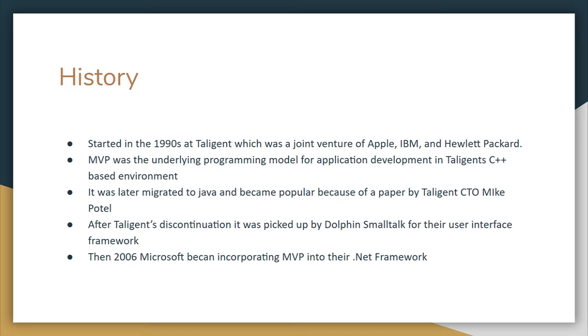MVP dates back to the 90s at Teligent, which was a joint venture of Apple, IBM, and HP. It was a model used to develop C++ based environments. It was later migrated to Java and became popular because of Teligent's CTO Mike Patel. After Teligent ceased to exist, it was picked up by Dolphin Smalltalk for their UI framework. And finally, in 2006, Microsoft began incorporating MVP into their .NET framework.